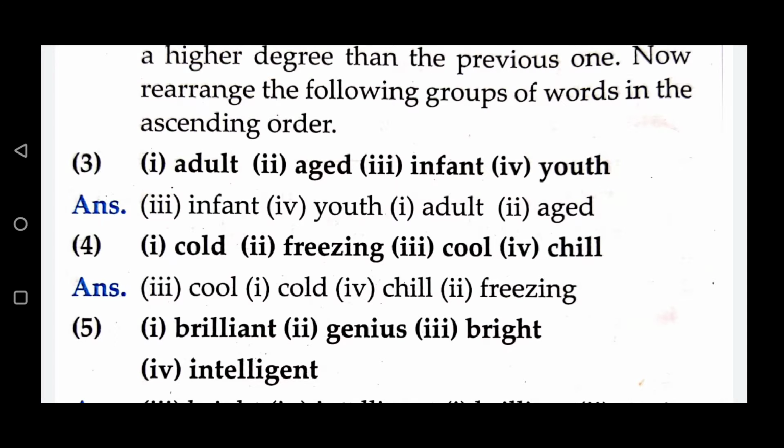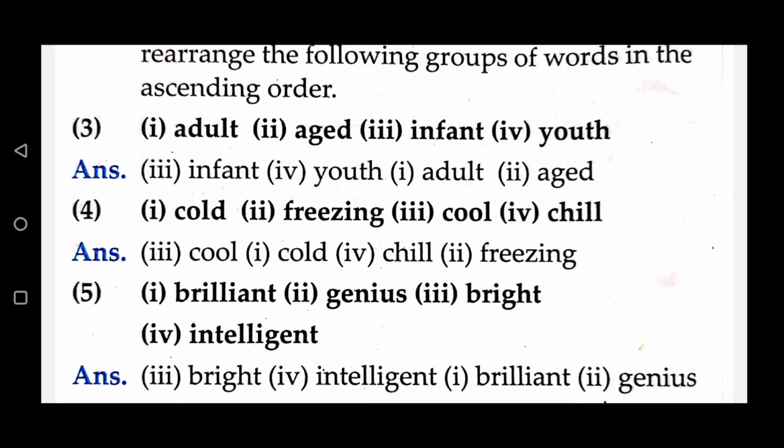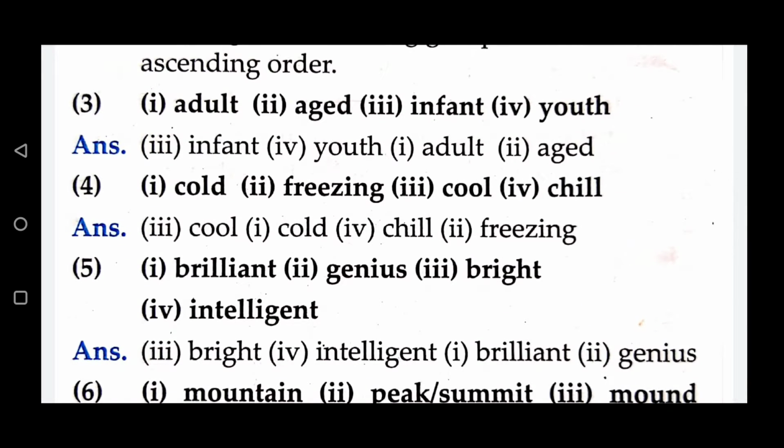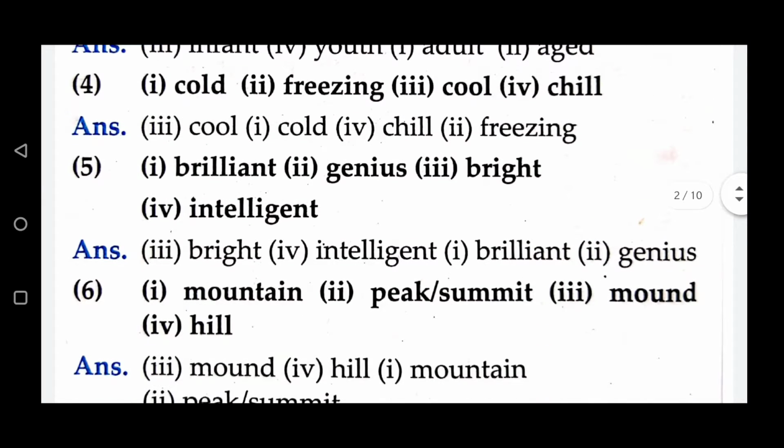So ascending order means the smallest one will be placed before and the eldest one will be placed later on. So adult, aged, infant, youth. So the answers are first infant, very small child, then youth, young one, then an adult, a grown up, and then aged, old. Cold, freezing, cool, chill. So first one is cool, then cold, then chill, then freezing. Brilliant, genius, bright, intelligent. So we start with bright, intelligent, brilliant, genius.